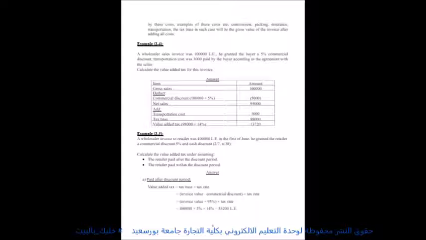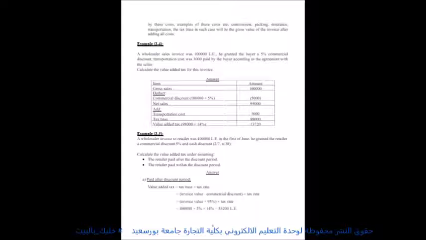Example 3.4. The wholesaler sales invoice was 100,000 Egyptian pounds and he granted the buyer a 5% commercial discount. Transportation cost was 3,000 paid by the buyer according to the agreement with the seller. Calculate the value added tax base. As we mentioned before, the commercial discount is approved, so it will be deducted from the invoice. So the gross value is 100,000, deduct the discount: 100,000 multiplied by 5% gives a discount of 5,000, so the net sales or net invoice will be 95,000.